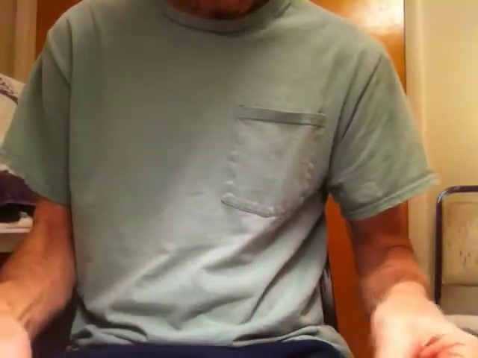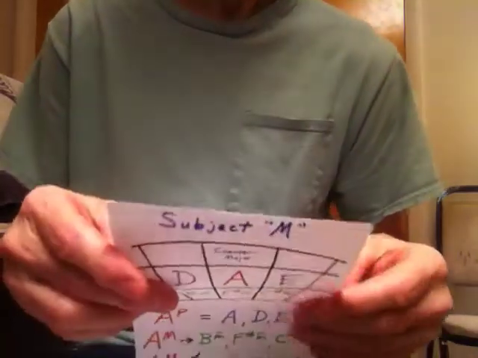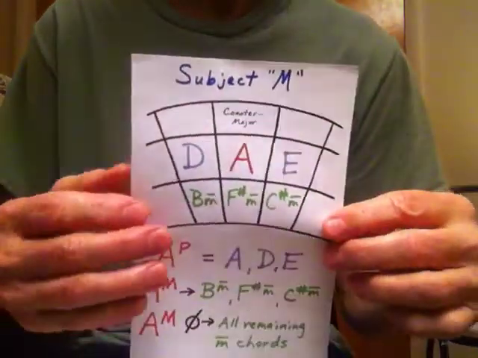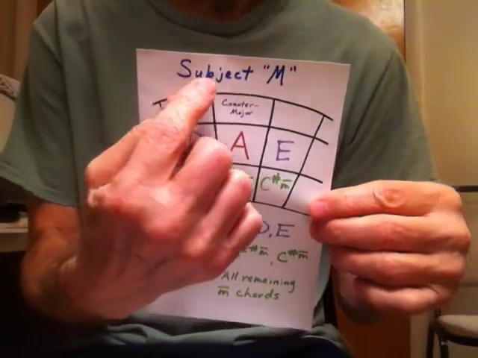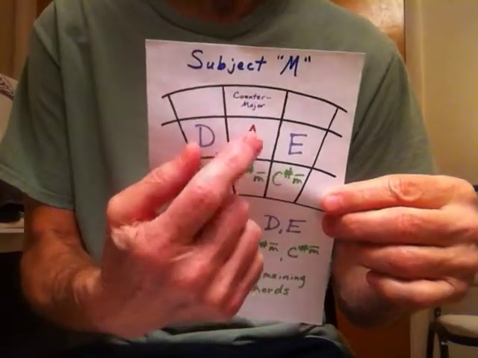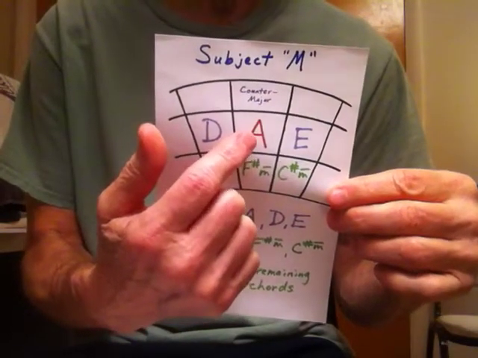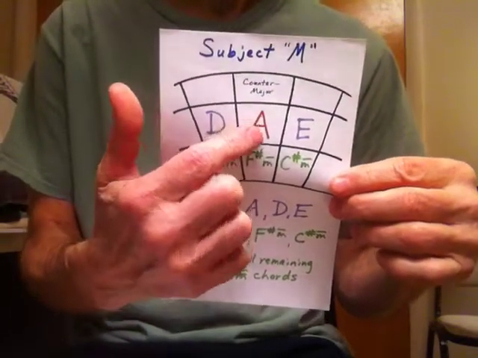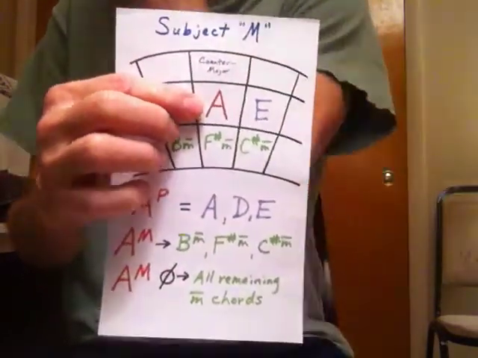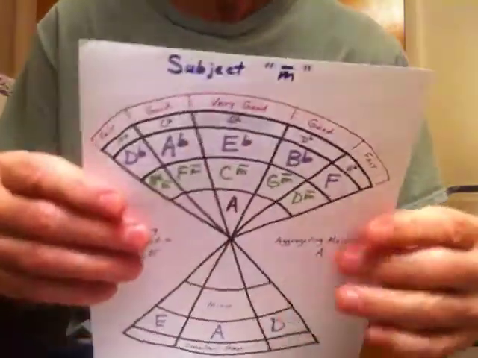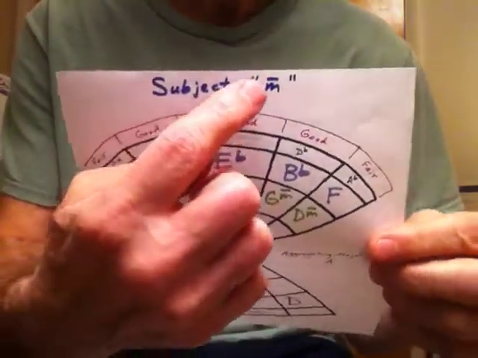Now, I showed you how to use the amplified circle to determine what works well with your major tonal center, if you choose one. If you choose a major tonal center or a tonic. And I showed you how to figure out what works with a minor tonal center.